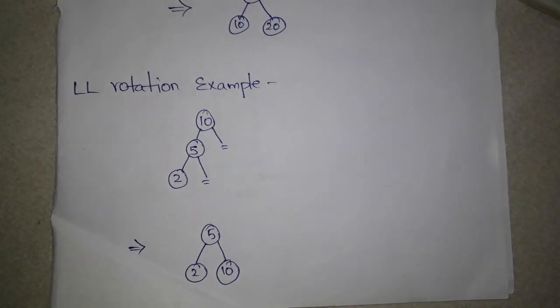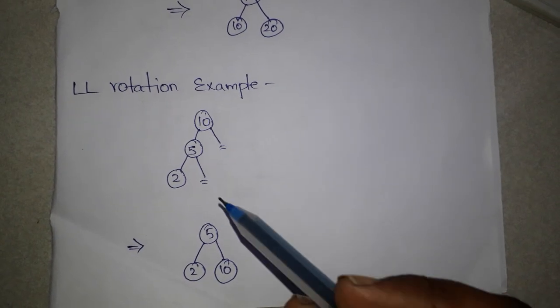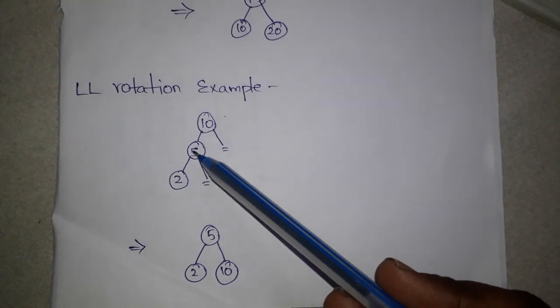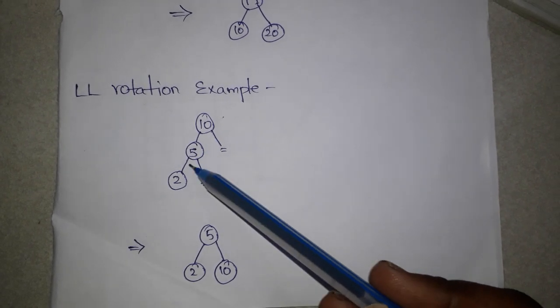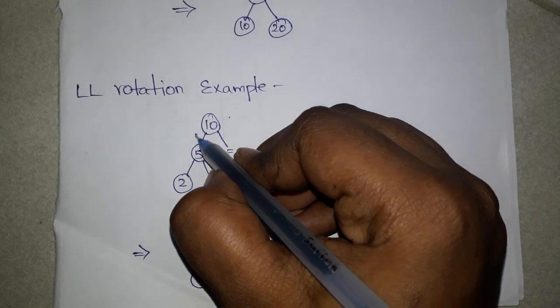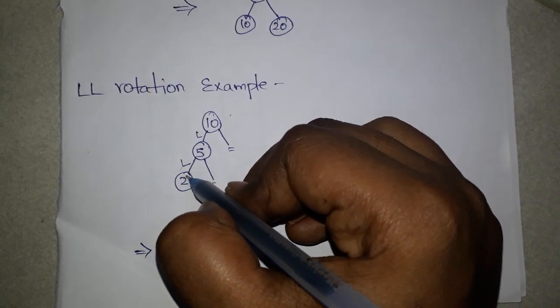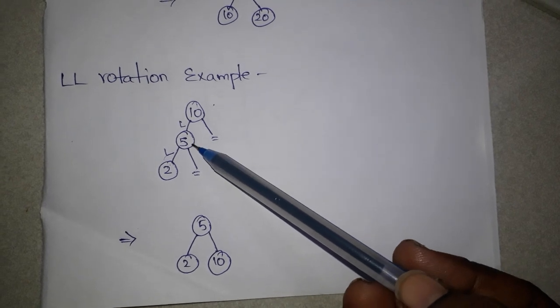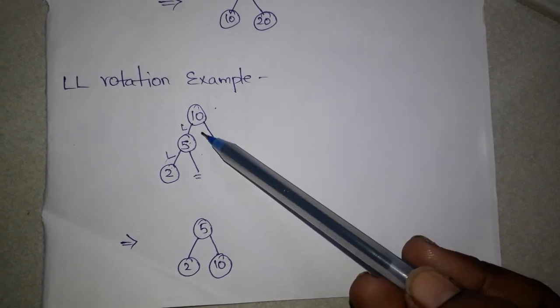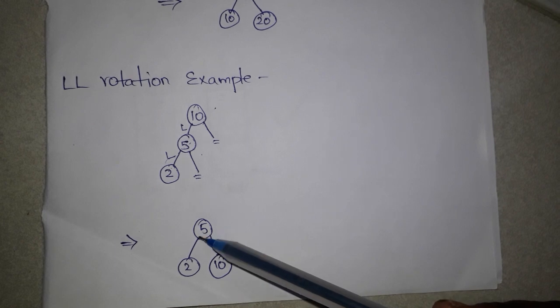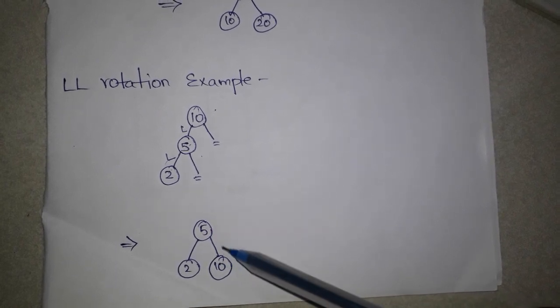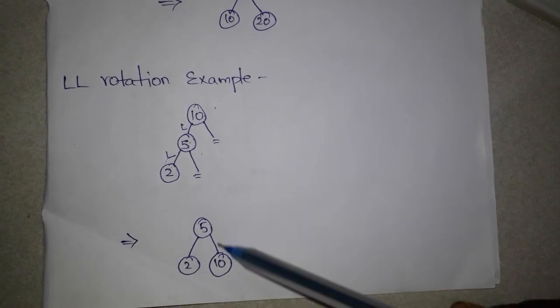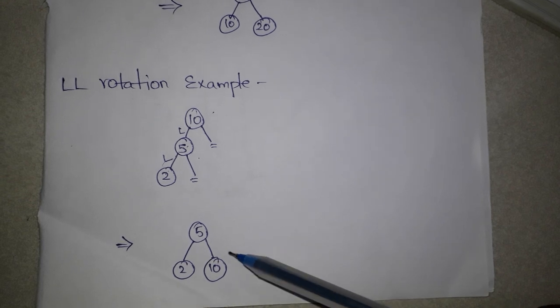So here I have an example for LL. Here 5 is smaller than 10 and 2 is smaller than 5. That's why it is placed on the left of these numbers, and this is left of this and this one is left of this node. So this is an LL rotation. For this we need to keep the middle node as the root node. Here the middle node is 5 and 5 becomes the root node. 2 is smaller than 5 and 10 is larger than 5. So the final LL rotation corrected tree is this one.